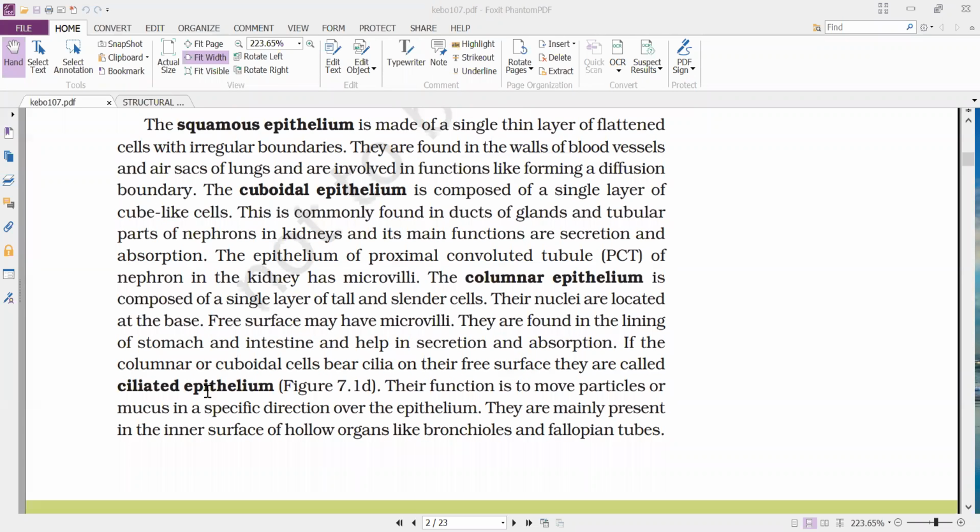And where will we find the ciliated epithelium? The ciliated epithelium is present as the lining of bronchioles and fallopian tubes, which helps in the movement of certain substances in some specific direction: mucus in bronchioles, and the ovum in fallopian tubes.